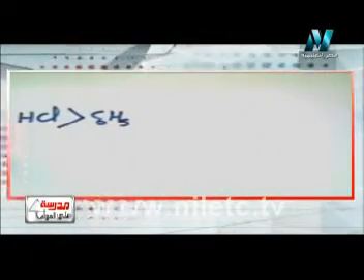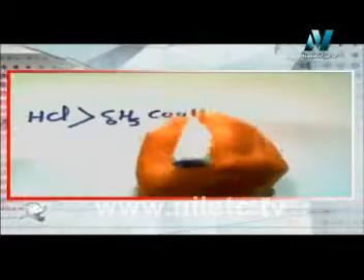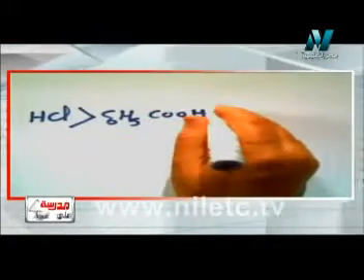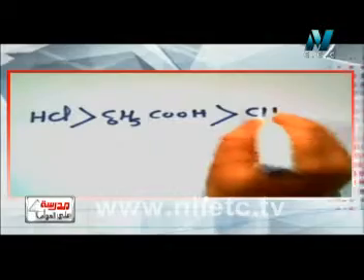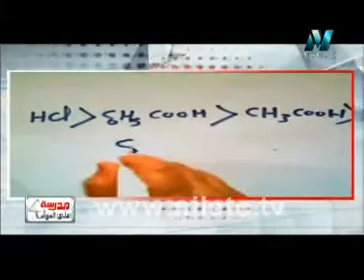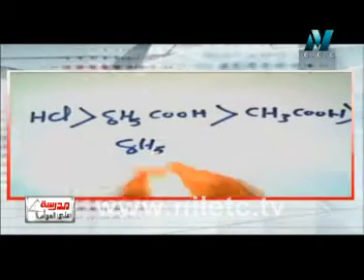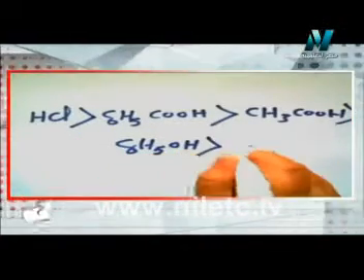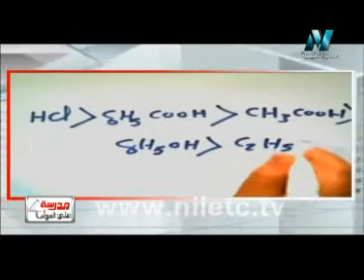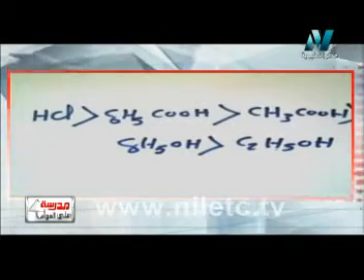If we take some compounds, for example, HCl is more acidic than C6H5COOH, benzoic acid, which is more acidic than acetic acid, CH3COOH, which is more acidic than phenol, C6H5OH, which is more acidic than ethanol or alcohol. This is about the arrangement.